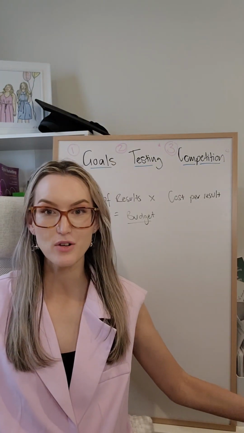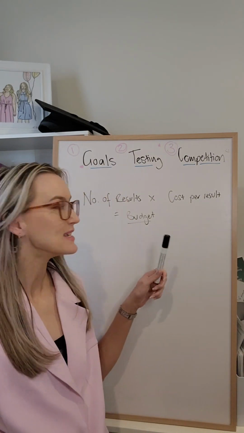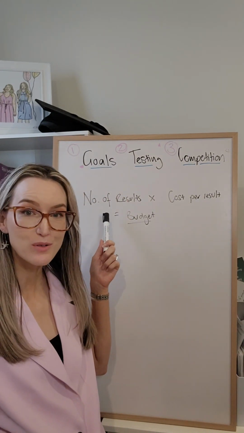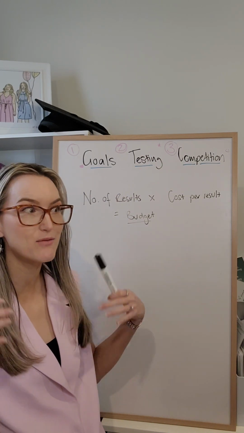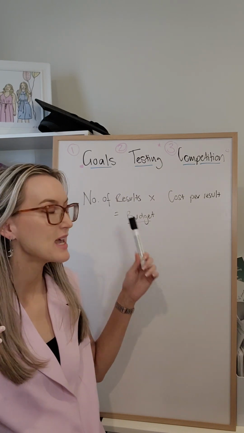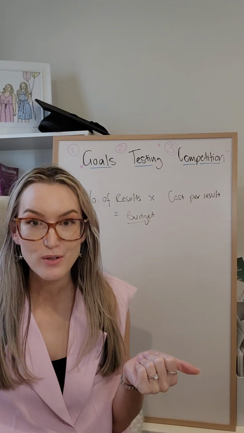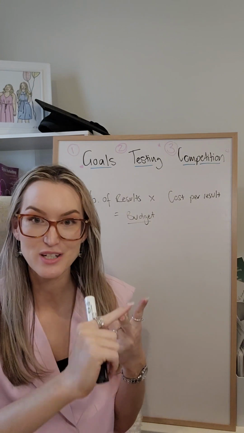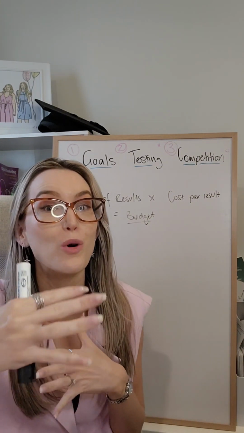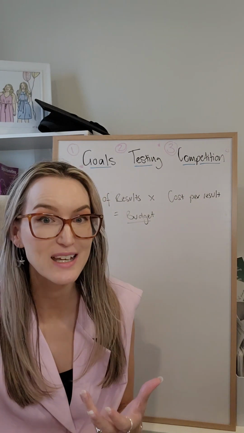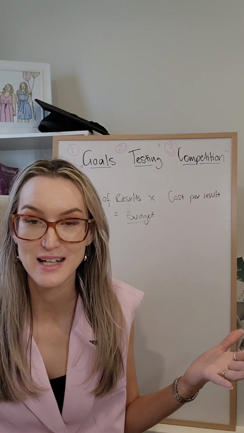The really basic formula you're going to use to work out what your ad budget should be is simply your number of results. So if you're trying to get sales, how many sales? If you're trying to get leads, how many leads? Number of results multiplied by the cost per result. So what each of those sales or each of those leads or whatever you're aiming for is going to cost you, or what you're willing to spend on it. And when you multiply those two together, that's how much you're going to need to spend.